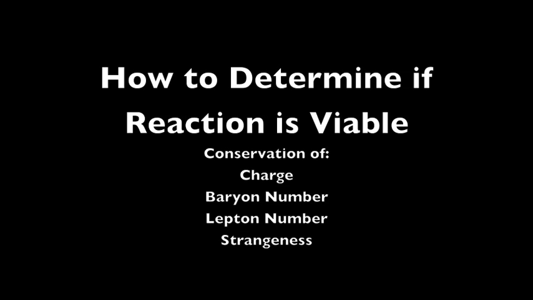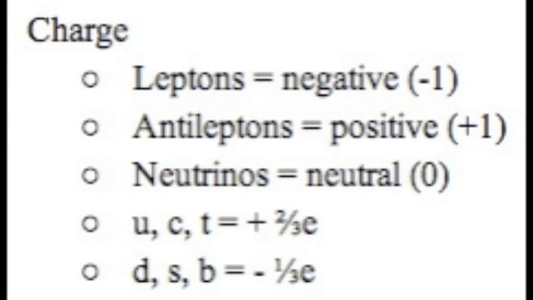In order to determine if a reaction is viable, you need to make sure that the charge, baryon number, lepton number, and strangeness are all conserved. And so you need to figure out what each of these values are for each of the components of the proposed reaction. For charge, leptons have a charge that is negative, -1.